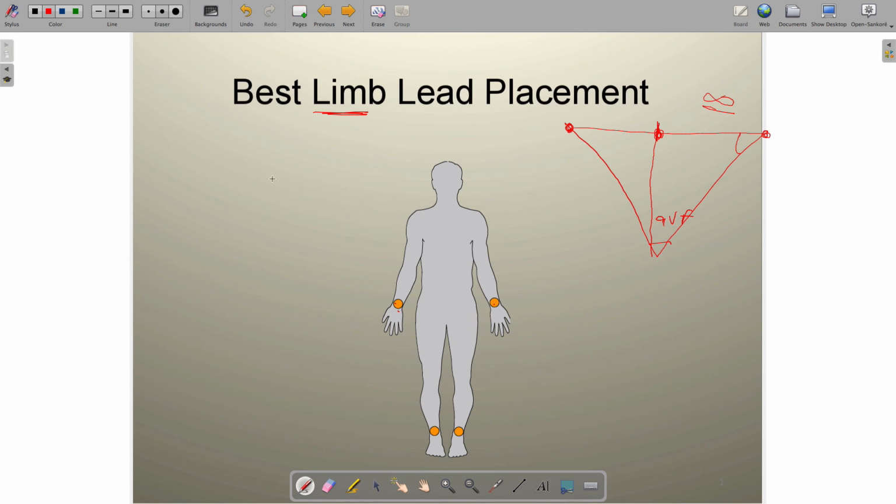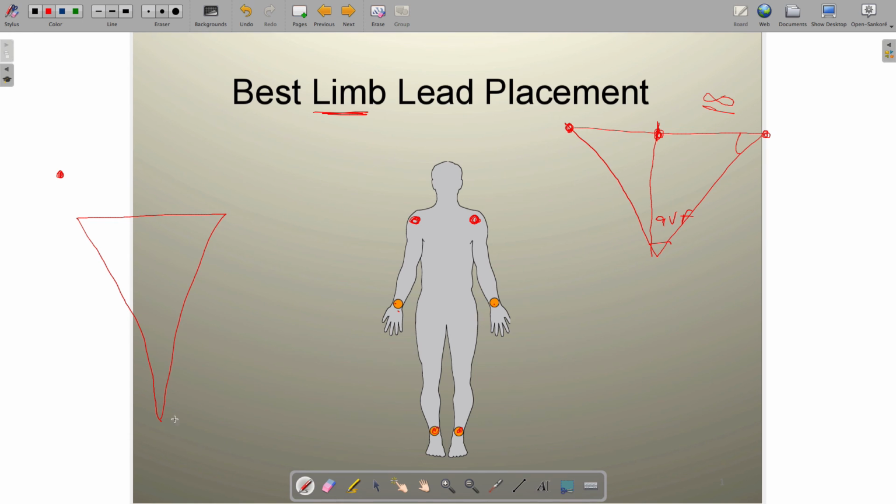All right, so now let's see what happens when we don't. Let's say we take the wrists and we put them here. We're going to put the wrist leads on the shoulders instead, and then we're going to leave the ankle leads on the ankles. Let's take a look at what happens. So now we're going to get a triangle that looks a little bit different. We're going to get a triangle that looks something like this.